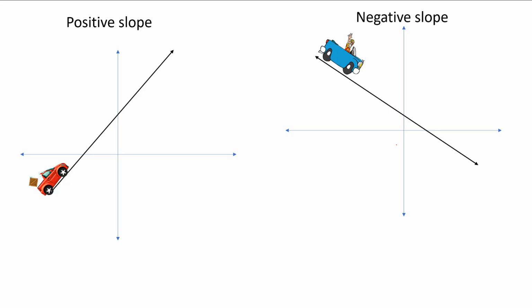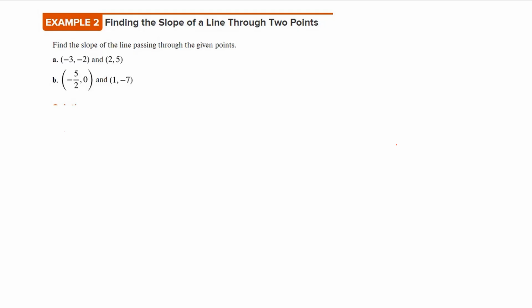So positive slope as you go from left to right on the x-axis, it's going to be going uphill, and a negative slope as you go from left to right on the x-axis is going to be going down.